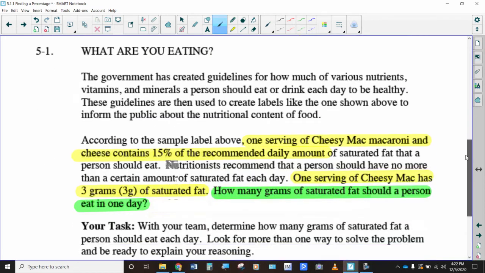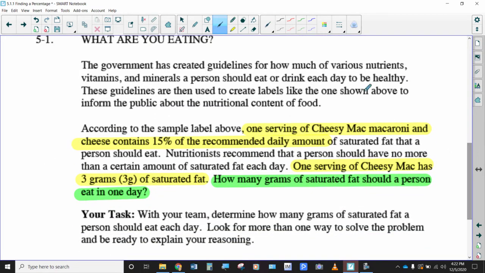It says the government has created guidelines for how much of various nutrients, vitamins, and minerals a person should eat or drink each day to be healthy. These guidelines are then used to create labels like the one shown above to inform the public about the nutritional contents of the food that you're eating. According to the sample above, 1 serving of Cheesy Mac macaroni and cheese contains 15% of the recommended daily amount of saturated fat that a person should eat.